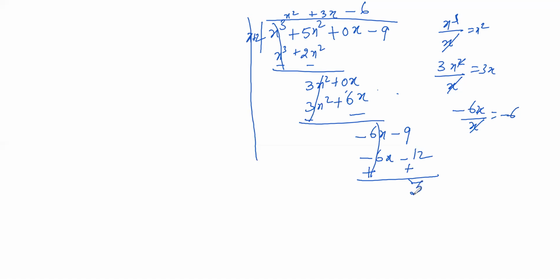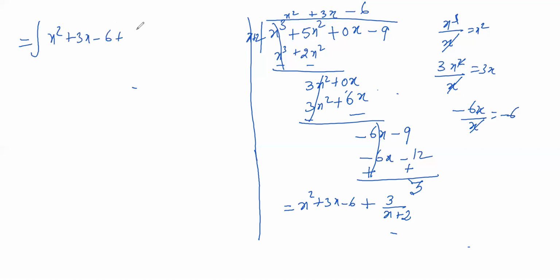Plus 3. So the division becomes: the quotient is x squared plus 3x minus 6, plus the remainder 3 by x plus 2. Right? Thus we have finished this division. Now coming to integration. That is the integral of x squared plus 3x minus 6 plus 3 by x plus 2 into dx. So simplification is over using the division algorithm.